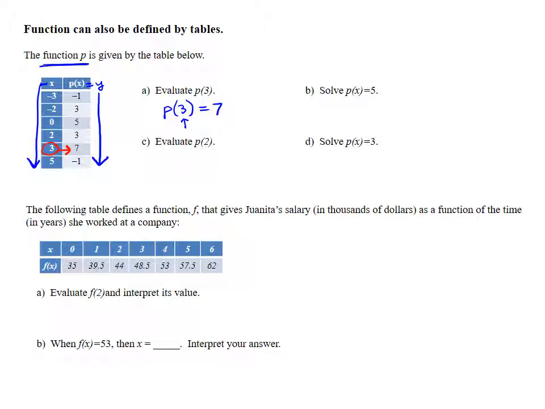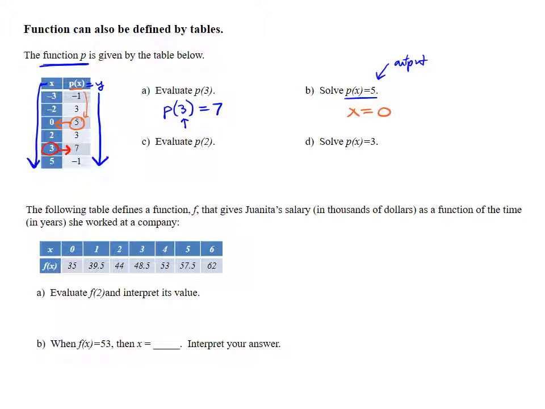In part B, I say solve p of x equals 5. So in this case, we're given an output, so a 5 that is in the p of x column. So go to the p of x column and down to 5, and then look over to what x was originally. So we're solving for x. So x here was 0. When our output was 5, it came from an input of 0.